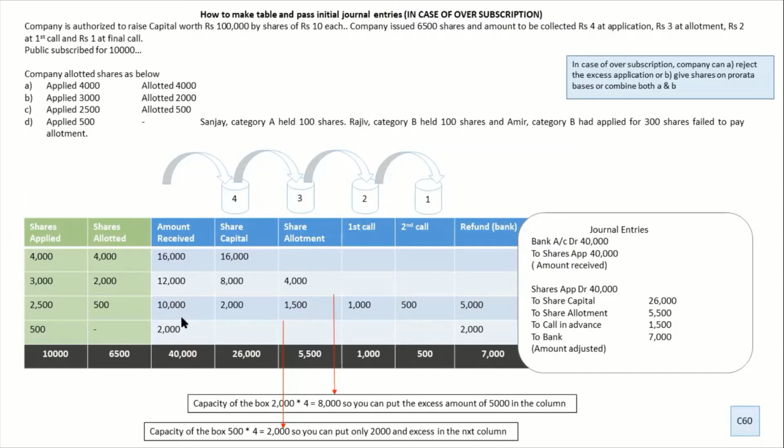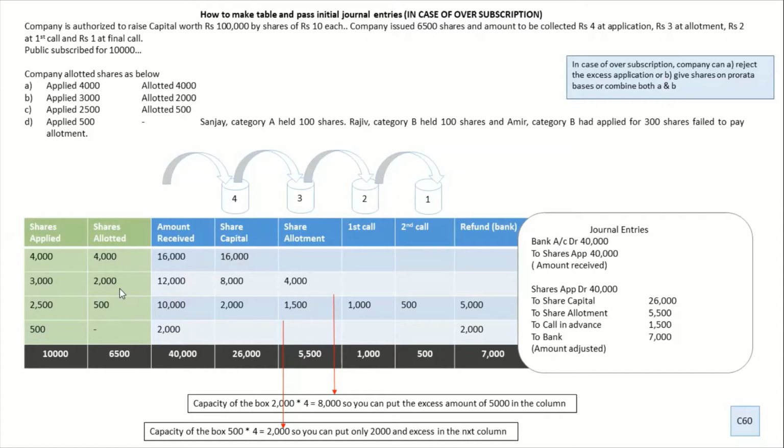Now amount received is okay. Can we put all this amount into share capital? This is the money you received, 40,000, in the form of share application. So what is the next entry we usually pass? Application to share capital. The question is, can we put this 40,000 in share capital? Now the answer depends on the allotted shares. Somebody who applied 4,000 was given 4,000, so you can put this entire 16,000 to the share capital.